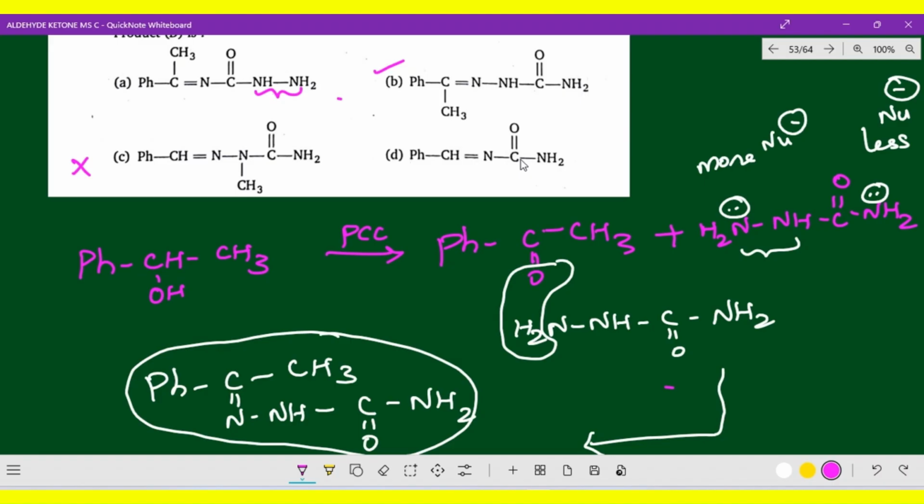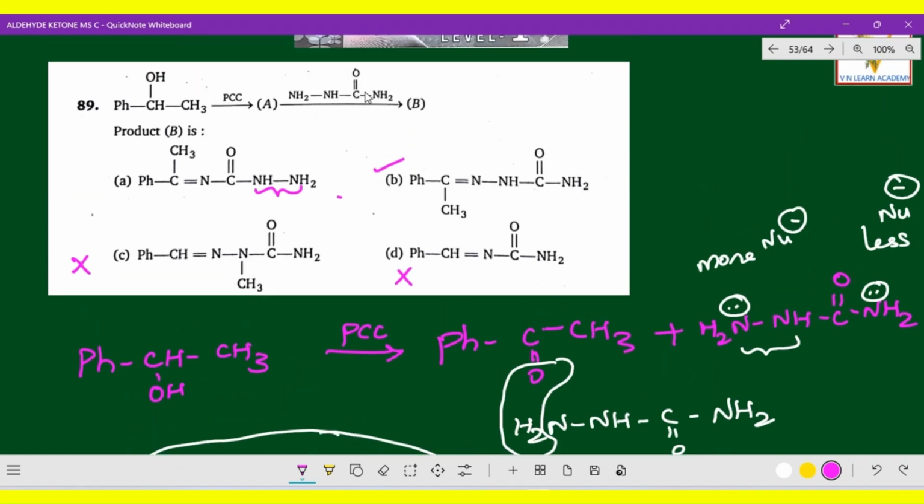And of course, this also, C double bond O NH2. Where is it? One more NH is there. So here also this is totally wrong. Right. What is the compound they have given? NH2, NHC double bond O NH2, whereas here it is N C double bond O NH. So this is not the correct option.